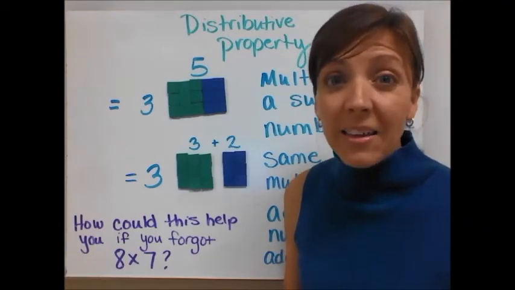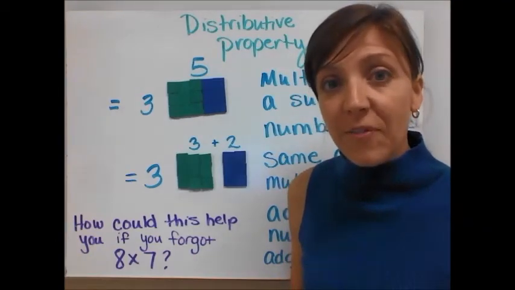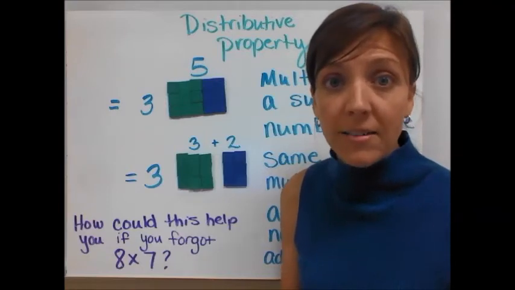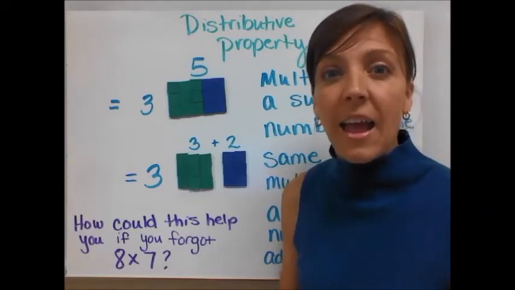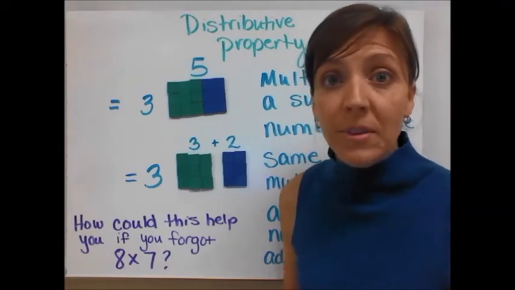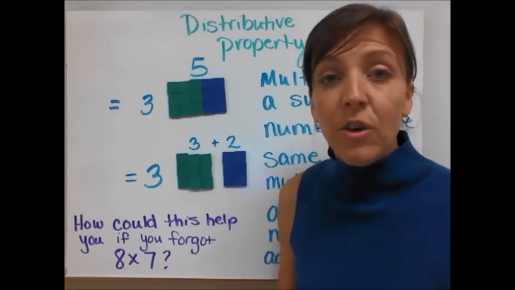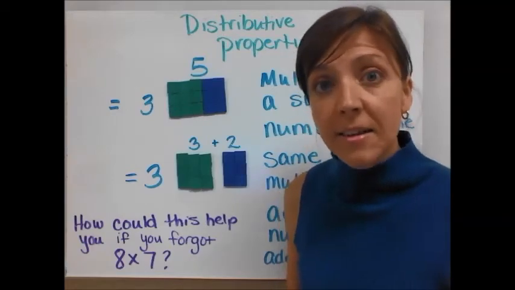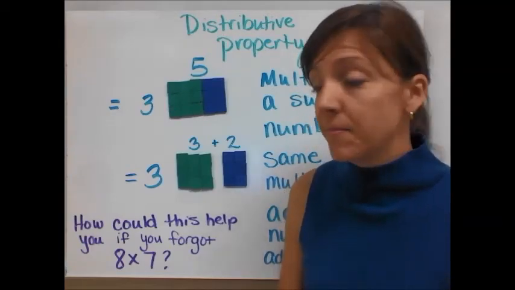You could break 7 apart into 5 and 2, because 5 and 2 added together make 7. And you could say 8 times 5 is 40, and 2 times 8 is 16. So 40 and 16 make 56.